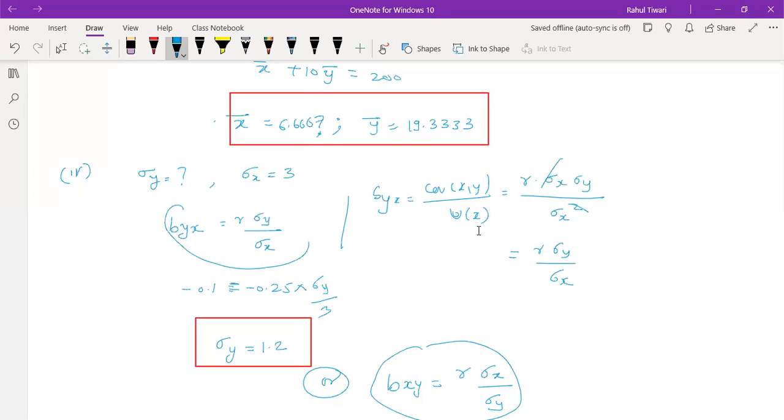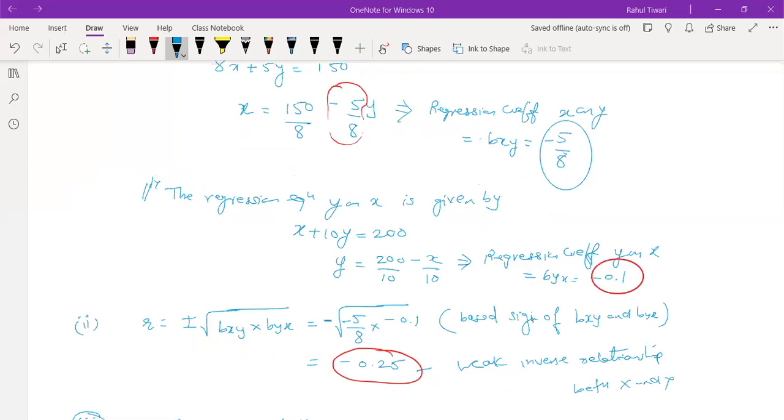And with this, we have finished this question. Now, what you have to do? Look at that question. Look at this practical question.